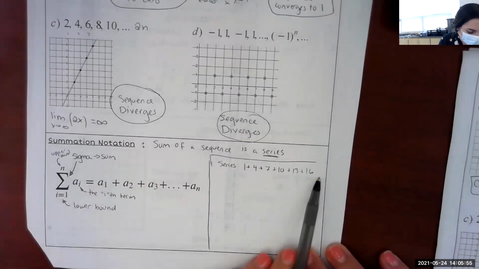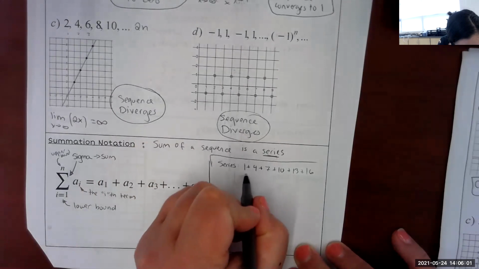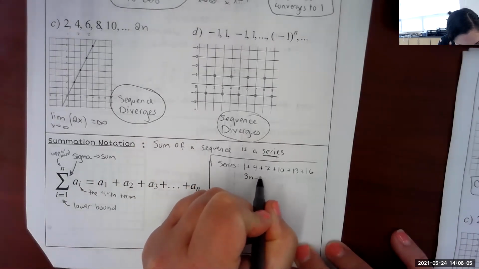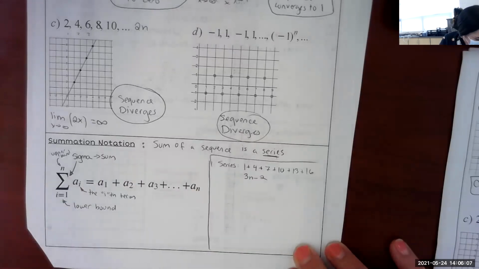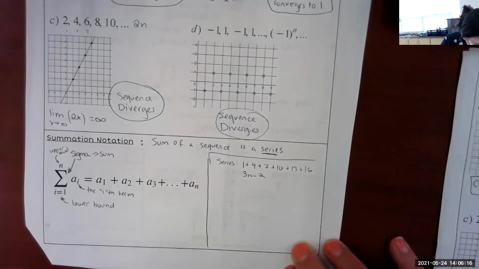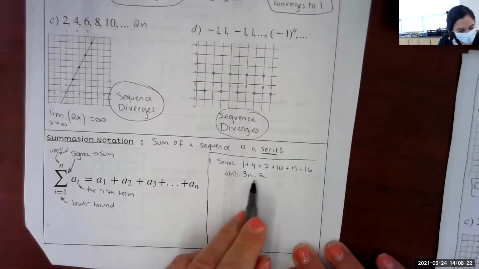That's a lot to write out, right? So what I might think about is, okay, well, this is just 3n minus 2, right? Just 3n minus 2. Wait, do I even have that right? 3n minus 2? Yeah, I do. So the formula for the sequence is 3n minus 2.